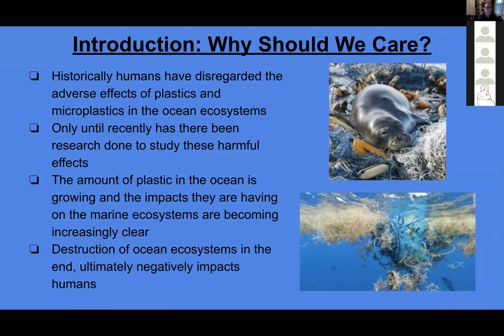Destruction of the ocean ecosystems in the end ultimately affects animals and other humans too, from our cosmetics to food, and animals, such as preventing the urge to eat. Next slide.